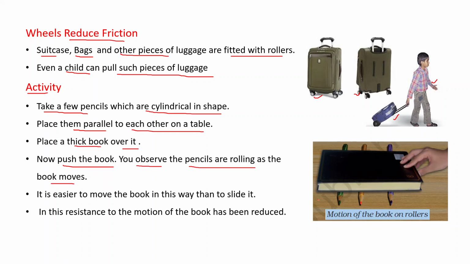This is the diagram. These are pencils in cylindrical shape. This is a book. When you push it, you will observe that these pencils are rolling, and it is easier to move the book in this way than to slide it. In this, the resistance to the motion of the book has been reduced.